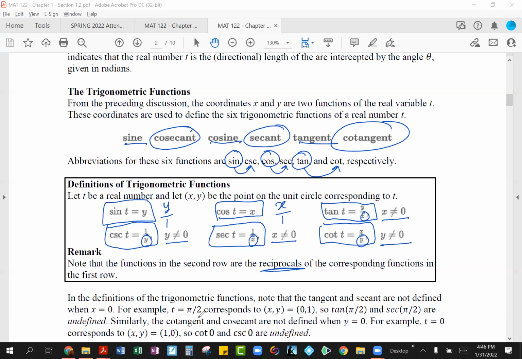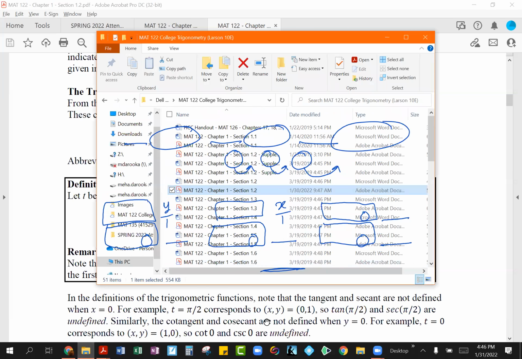And I have actually included another handout. I don't think I actually opened it.